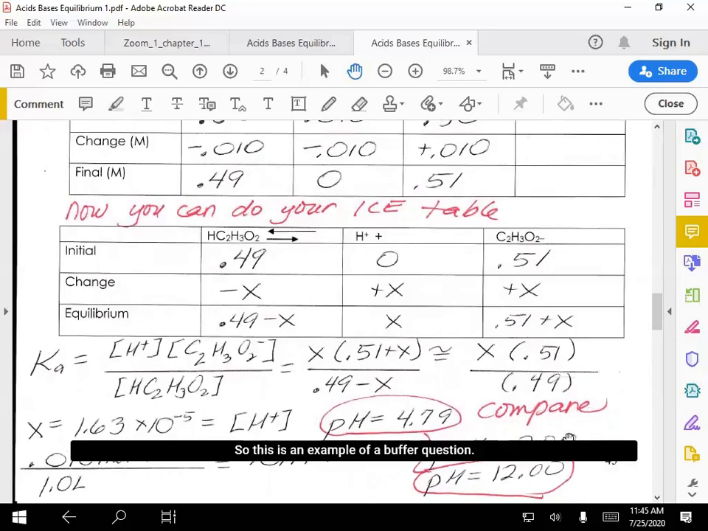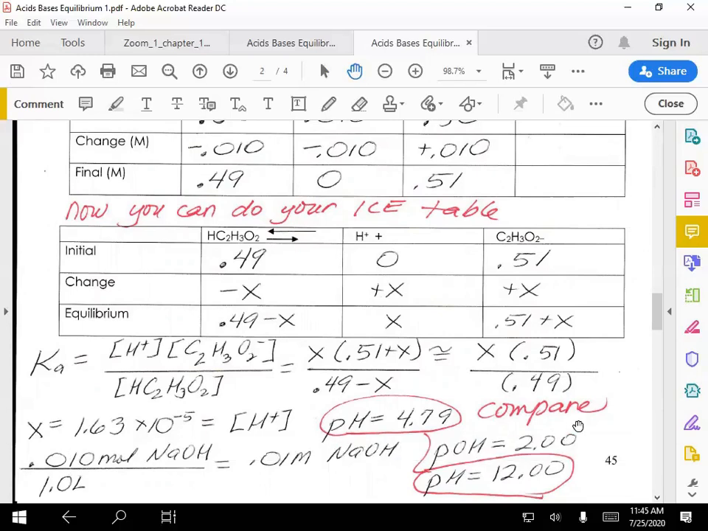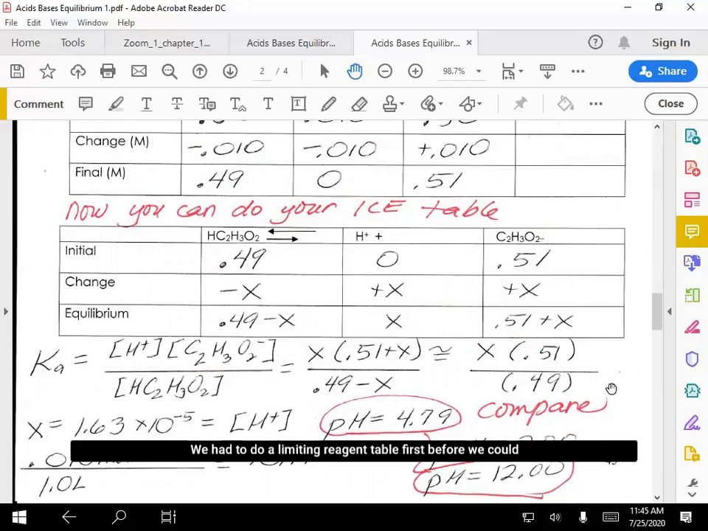So this is an example of a buffer question. We had to do a limiting reagent table first before we could use our ICE table. And then once we get the ICE table, we can just solve it the way we've been solving it this entire time.